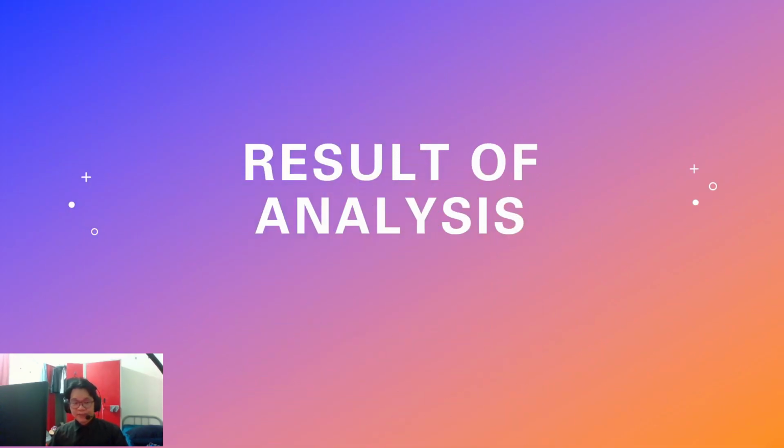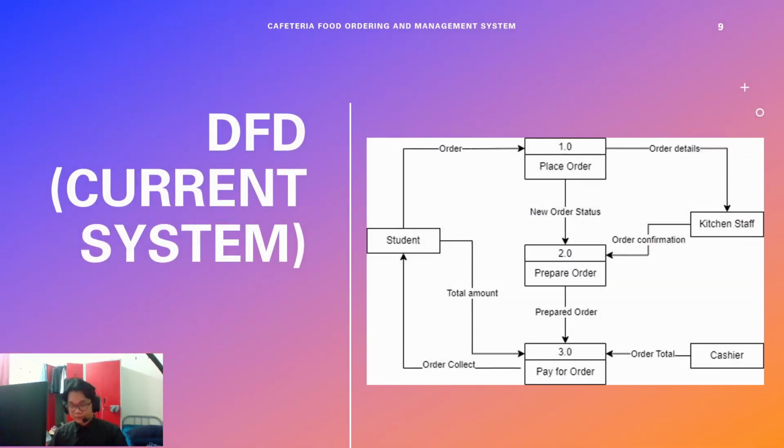So for the results of my analysis, in the current system, you can see here that once the students place an order, the order details will be passed to the kitchen staff, and then the kitchen staff will confirm the order, and the preparation of the order is made. After that, once the order is done, the student will pay for the order, and the cashier will also be in charge of telling the student how much the amount of the order is.